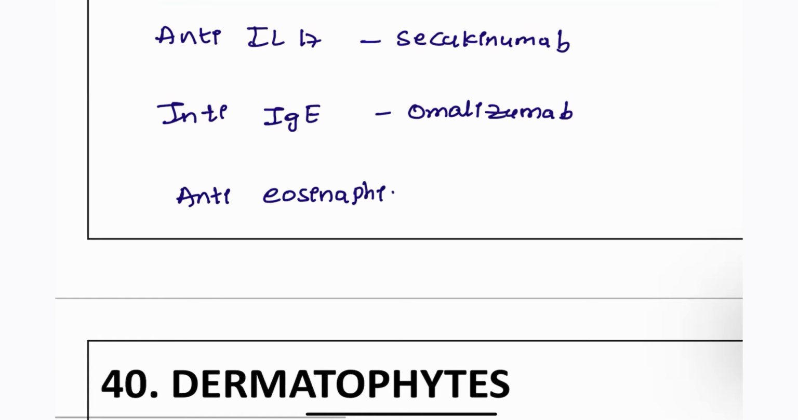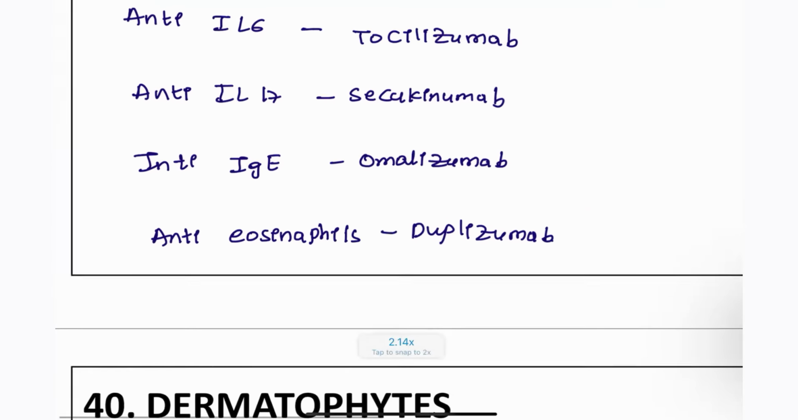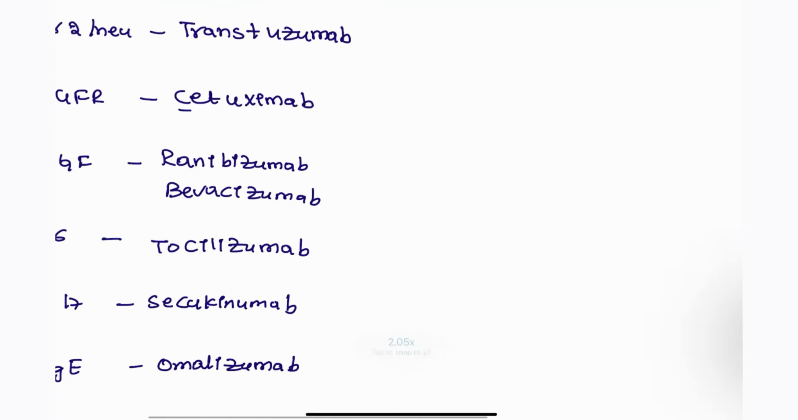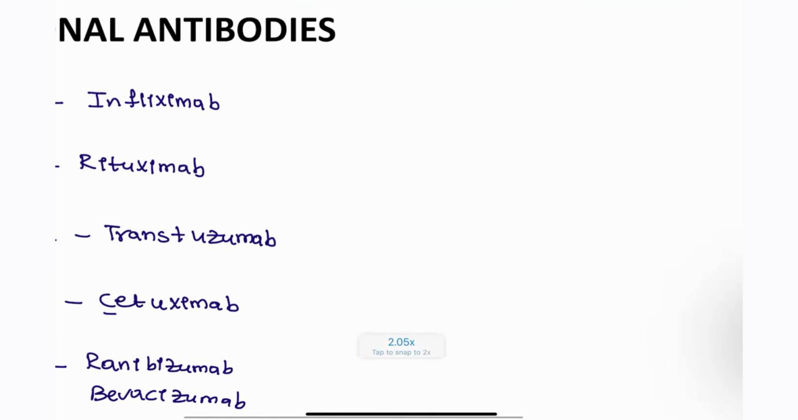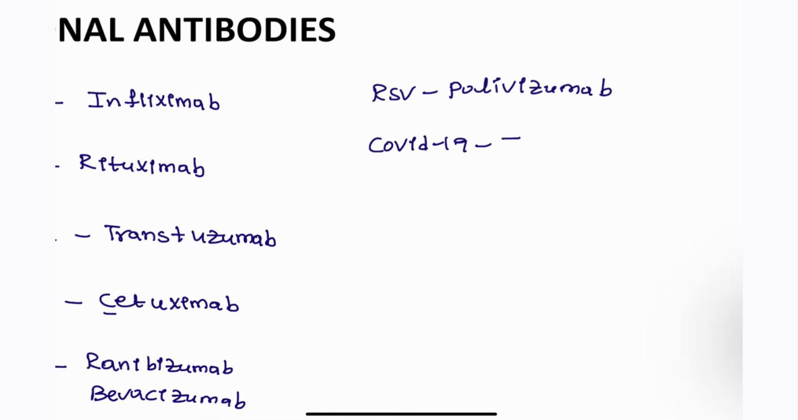Anti-eosinophils. This is dupilumab. Okay, these are some of the drugs that you have to remember. For RSV infections, we have palivizumab. For COVID-19, a commonly used drug is tocilizumab. Okay, this is the high level drug.